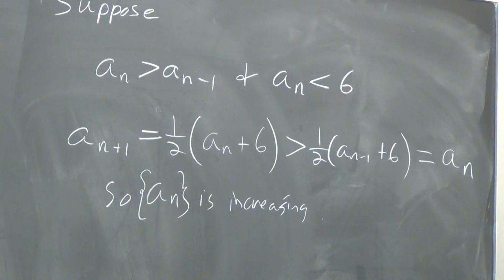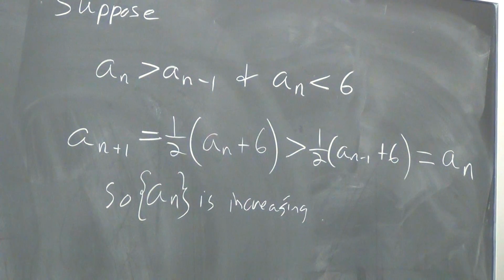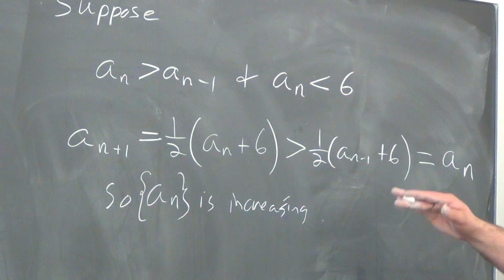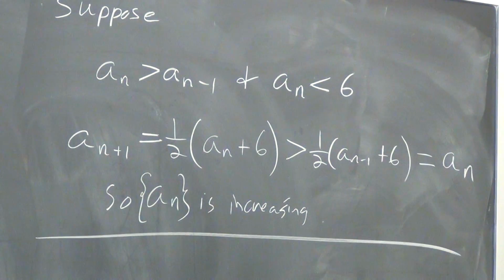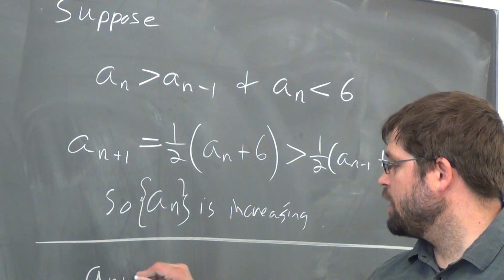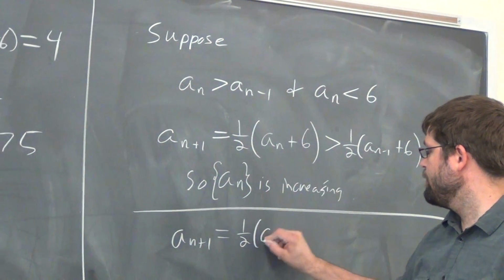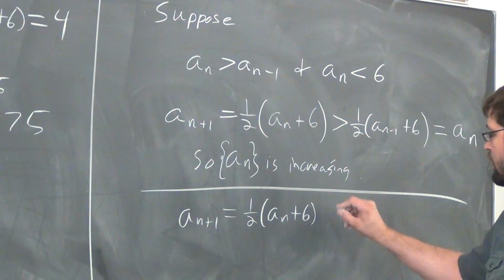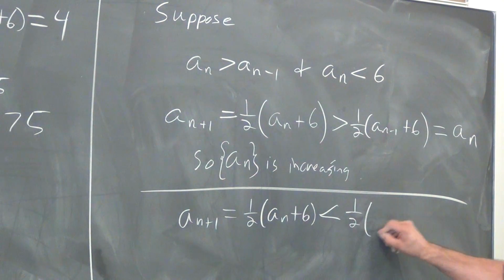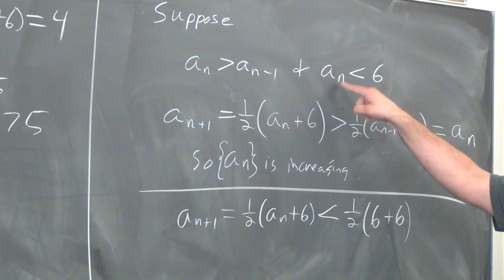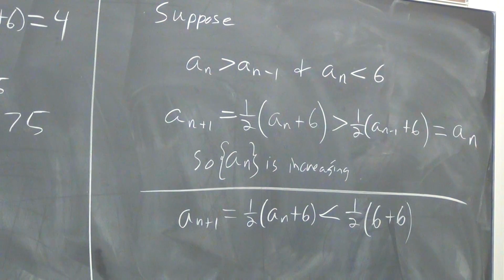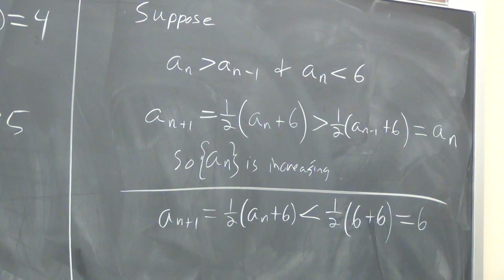Okay, so to do it formally, you should do a formal induction on this. I don't want to bog ourselves down too much. This is essentially an induction proof, but I just want to get the feel for what's happening now. Okay? And then a sub n plus 1 is 1/2 of a sub n plus 6. That's less than 1/2 of 6 plus 6, right? Because a sub n is less than 6. And so that's equal to 6, right? So your a sub n plus 1 is less than 6 as well.